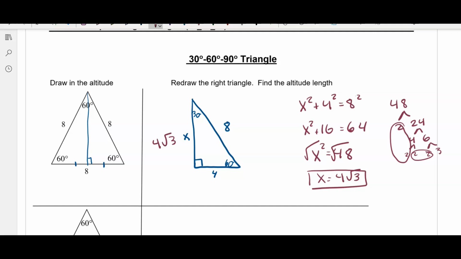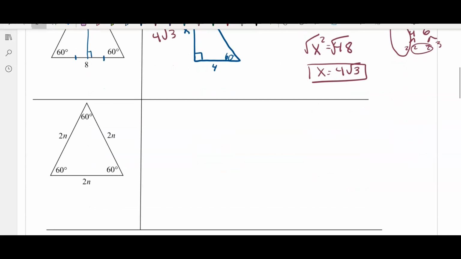Okay, so then let's do the next one here. So let's say that we have our sides as variables. Okay, so 2n, 2n, 2n. We're going to do the same process. We're going to drop down our altitude. We're going to draw our triangle separate. Okay, so we get our 90, our 60, and our 30.